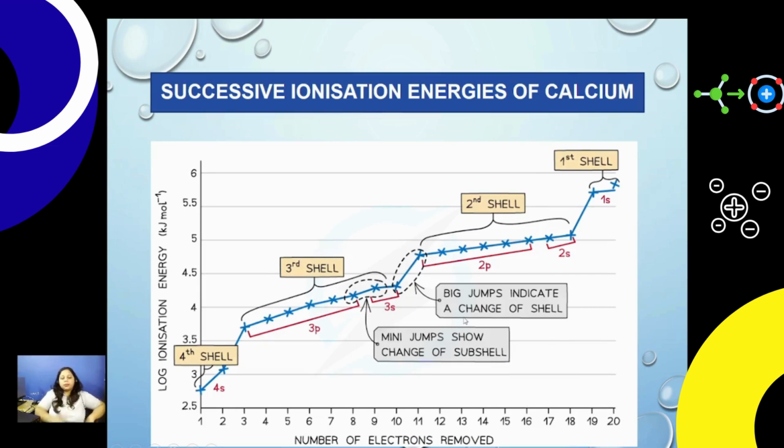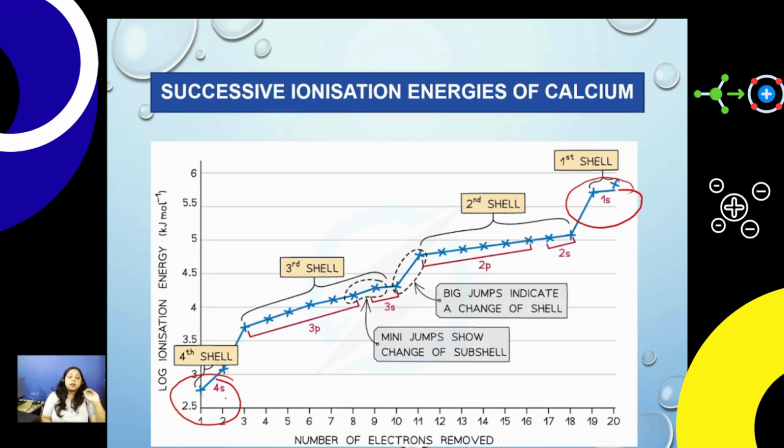Let's talk about calcium. Now look over here. To remove the electron from the outermost shell, we need less energy. We need less energy to remove the electron from the 4s1. But if we want to remove an electron from 1s, we need much higher energy. Simple. It's easy to remove the first electron as compared to the very inner ones.